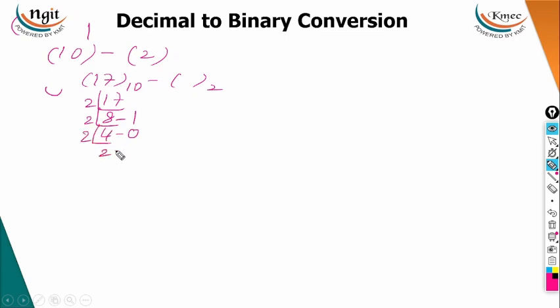Next I am taking the other number. 2 2s are 4. The remainder is 0. Next 2 1s are 2. Remainder is 0. So my number in binary is 10001. Means I need to collect all the remainders in the reverse order. So this is the binary conversion.